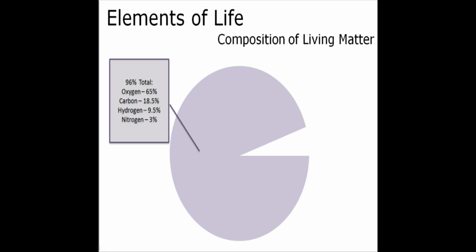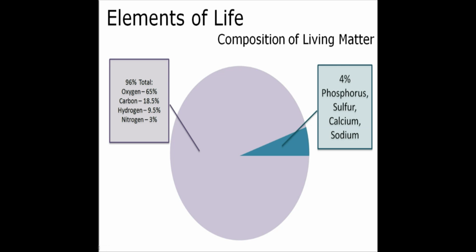96% of all living matter is made up of 4 elements, with oxygen being the most abundant. Along with these 4 elements, we have another 3.7 to 4% made up of phosphorus, sulfur, calcium, and sodium.